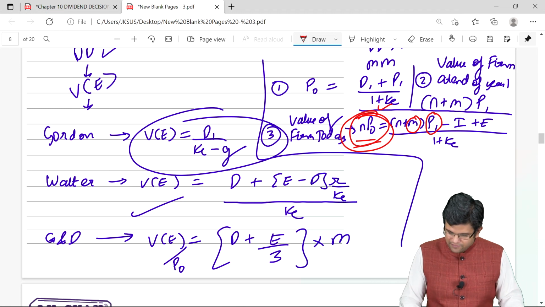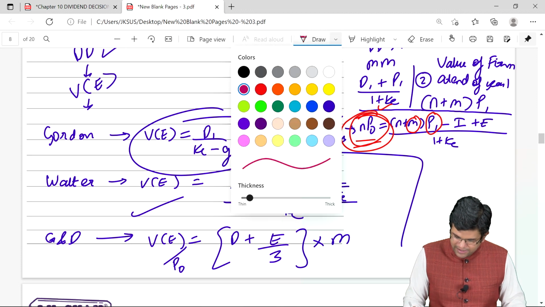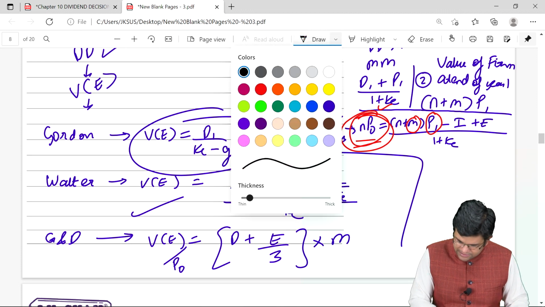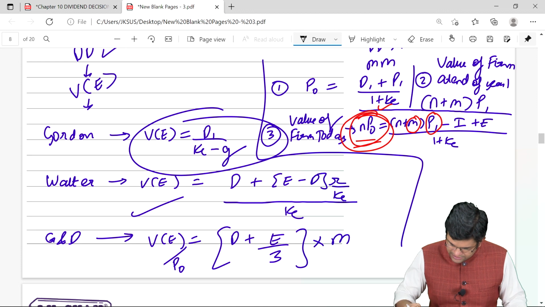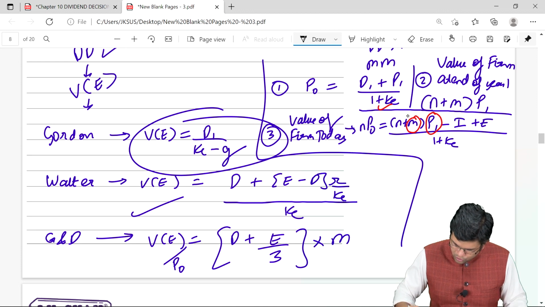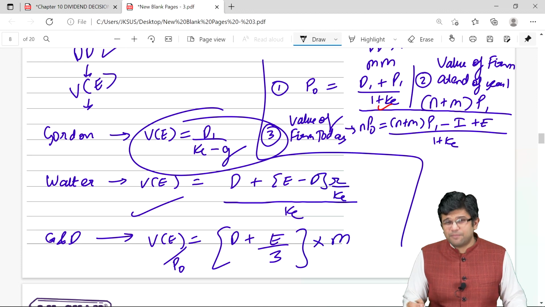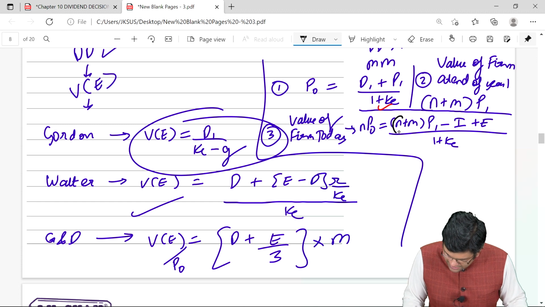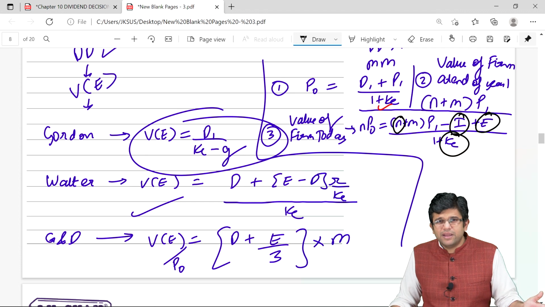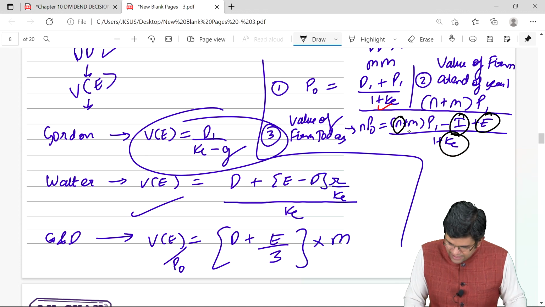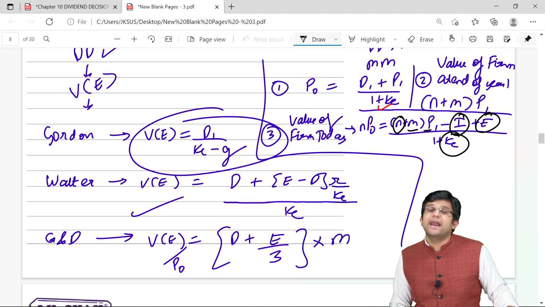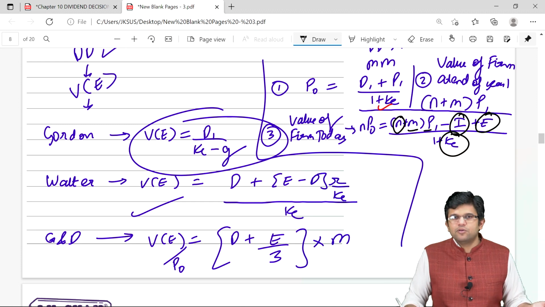Everybody clear? See children, one thing you should understand here, whether you pay dividends or not pay dividends, this N, this I, this E and K, everything remains same only. What will be affected is the number of new shares to be issued and the market price of the share at the end of year 1, for which you will have to make the working notes.